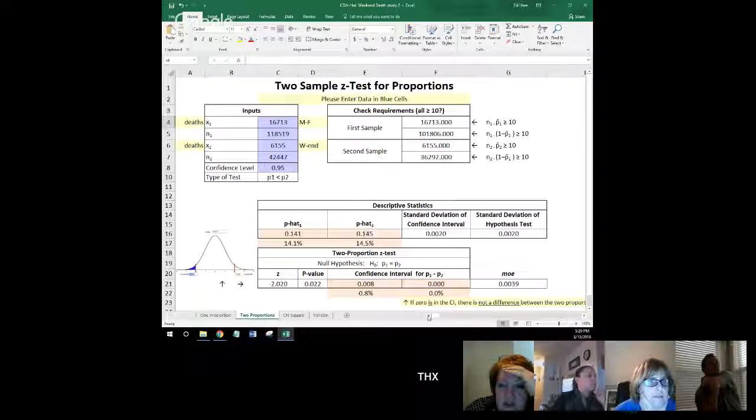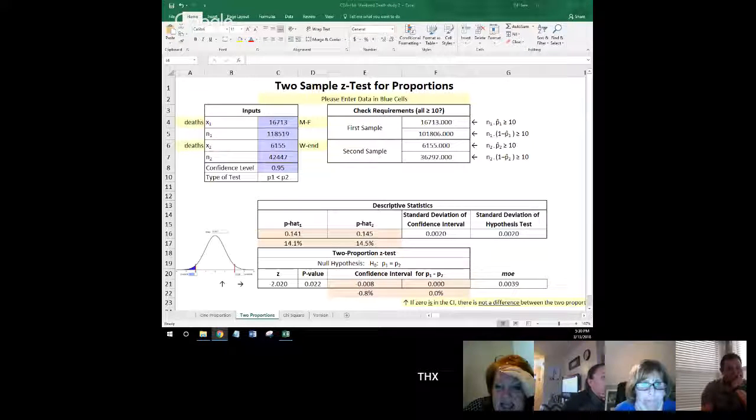So we're going to use the first number, the died, right? Right. The research question for this study is given here. Is the proportion of patients who have a heart attack and are admitted to the hospital on a weekday who die less than the proportion of patients who have a heart attack and are admitted to the hospital on the weekend who die? So we're looking at less than, not equal. Yes. And we're going to use the proportion, like 16,713 over 118,519. Correct.